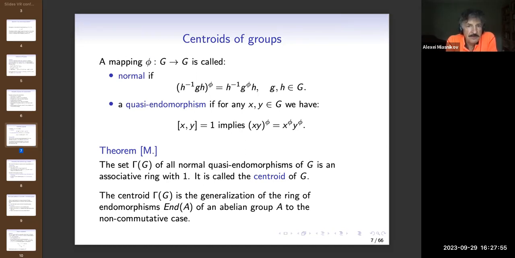If you have a mapping phi from G to G, it's called normal if it commutes with conjugation. It's a map, not necessarily a homomorphism, but it's normal. Normal homomorphisms are precisely like that. And the second definition: phi is a quasi-endomorphism if it acts like an endomorphism on commuting elements. In other words, if X and Y commute, phi acts on the product XY like an endomorphism.